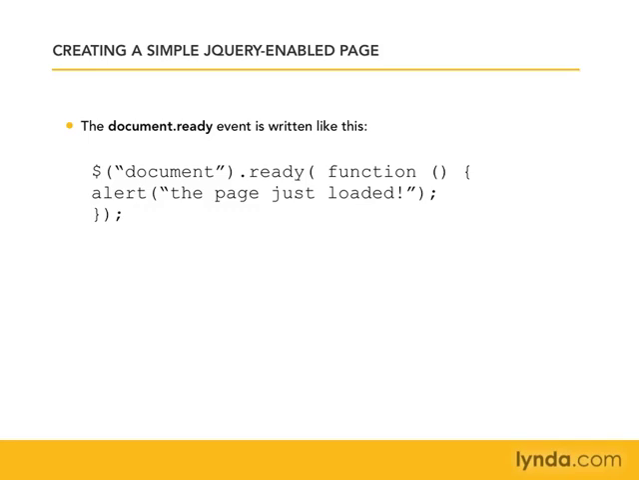However, you can also just do this the old-fashioned way. You can write an independent function, give it a name, and then pass the name of that function here. I'm just doing it this way because it's a bit more succinct and concise. So this function calls an alert, says, hey, the page just loaded.